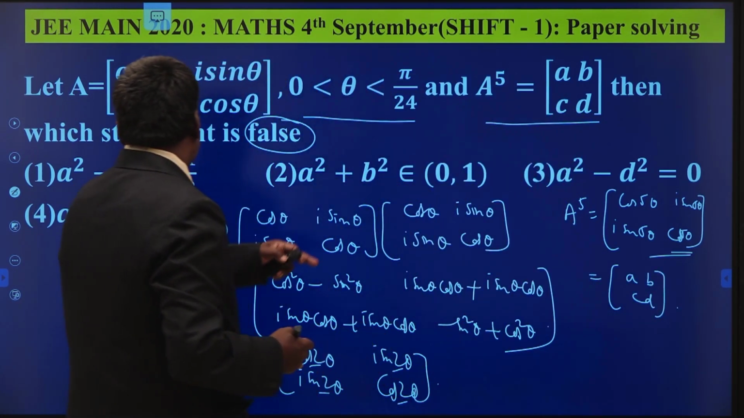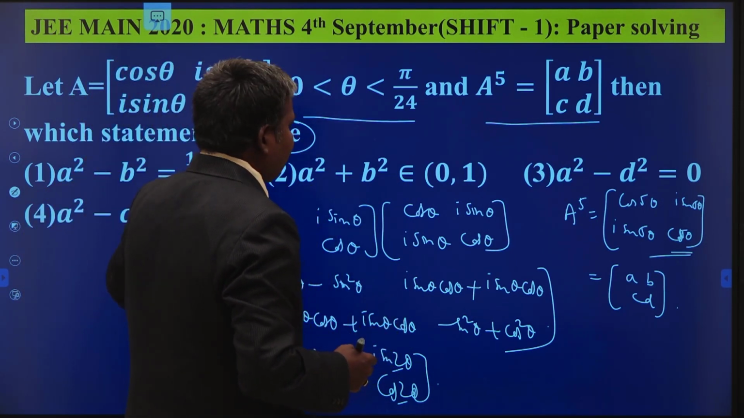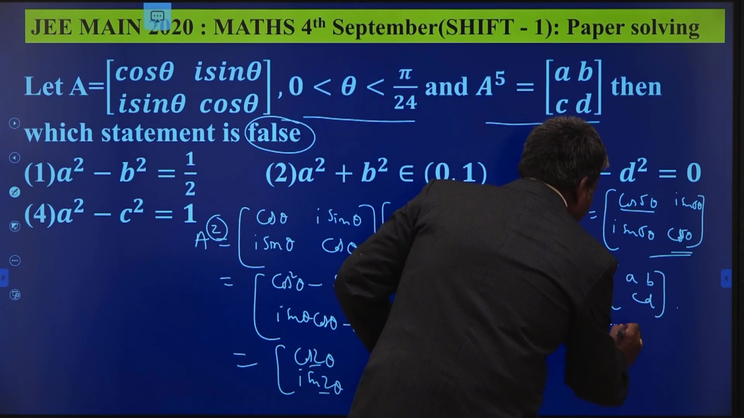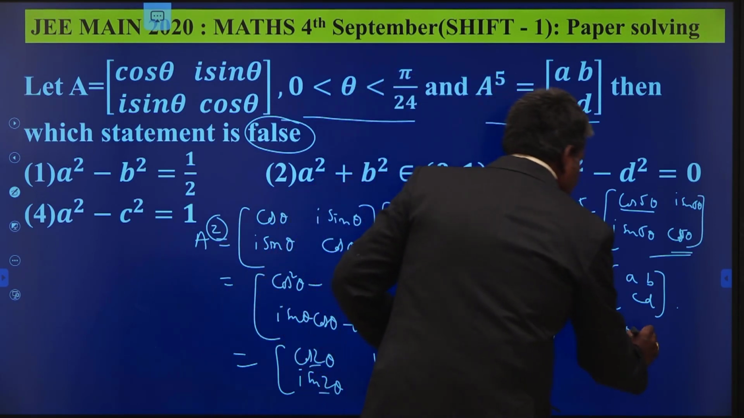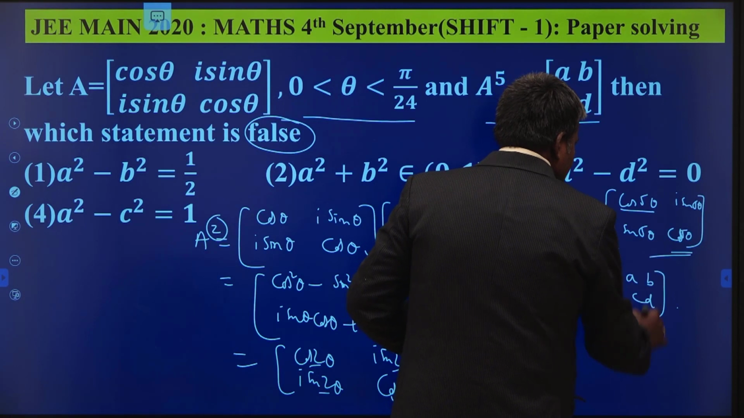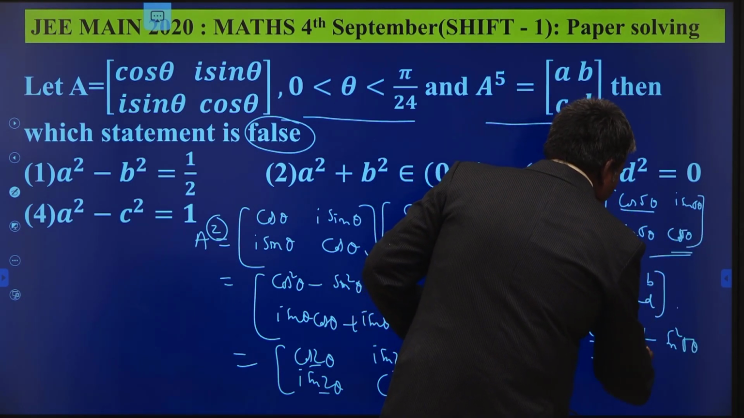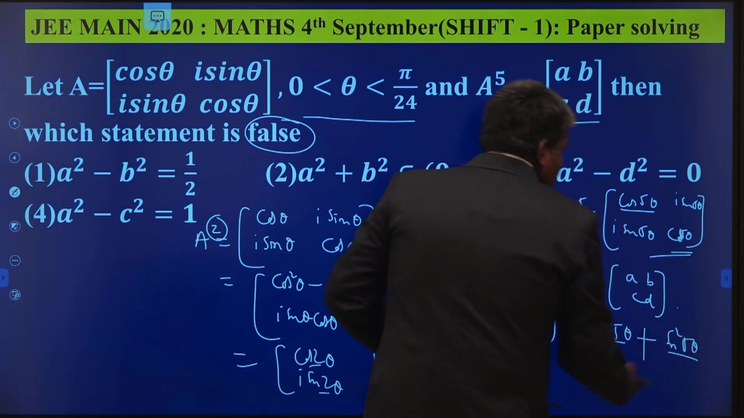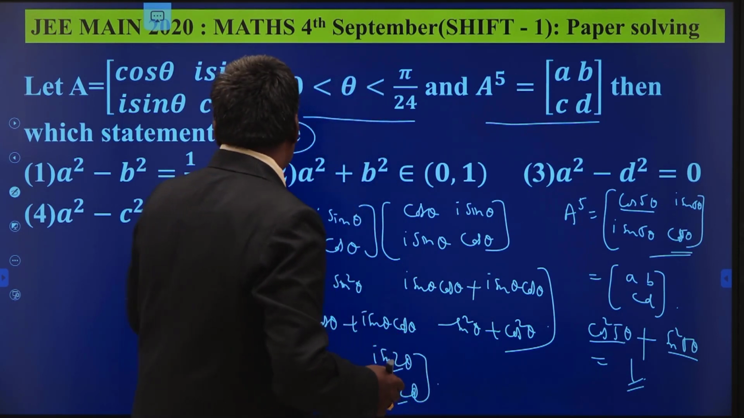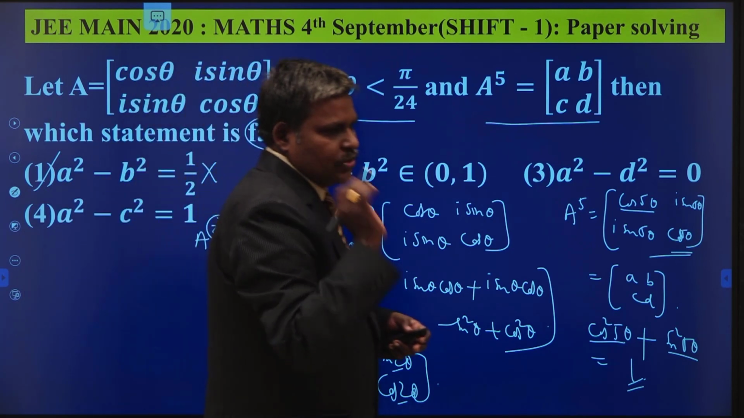Now which option is correct? Which option is false? A square minus b square. This is a square minus b square. This is cos square 5 theta minus b square is there. B square we mean i square means minus 1, minus into minus plus sin square 5 theta. So cos square 5 theta plus sin square 5 theta, it is always 1. Cos square 5 theta plus sin square 5 theta is 1, but it is 1 by 2. This is wrong. That is why first option is correct option.